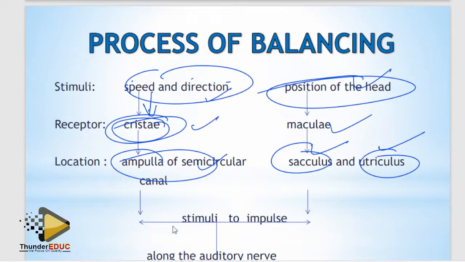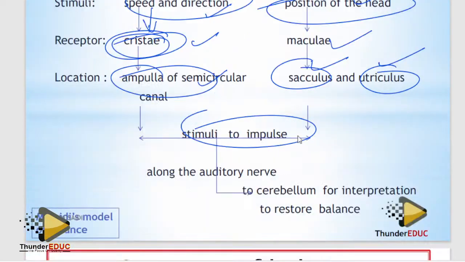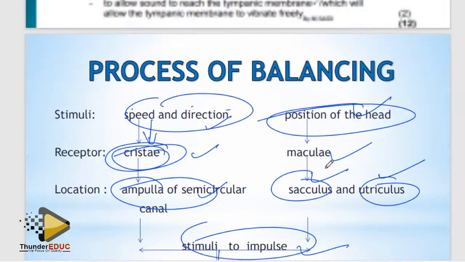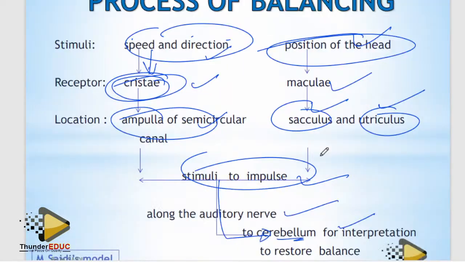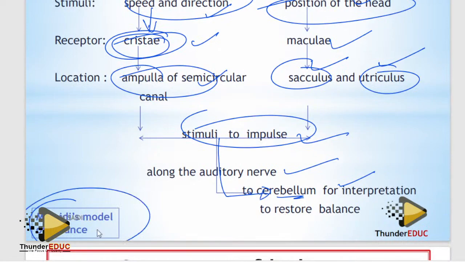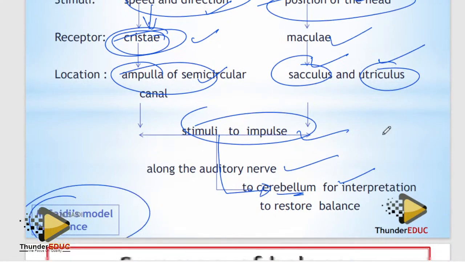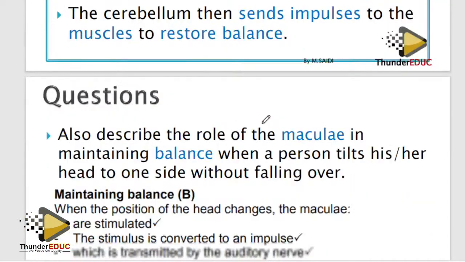The stimuli are converted into nerve impulses. That's another mark. They are transmitted along the auditory nerves to the cerebellum for interpretation. Simple. Done. Hearing done. So I did this model of balance just to simplify the work for you. That's why it's called Saidi's model of balance. So guys, that's it. Balance is done.